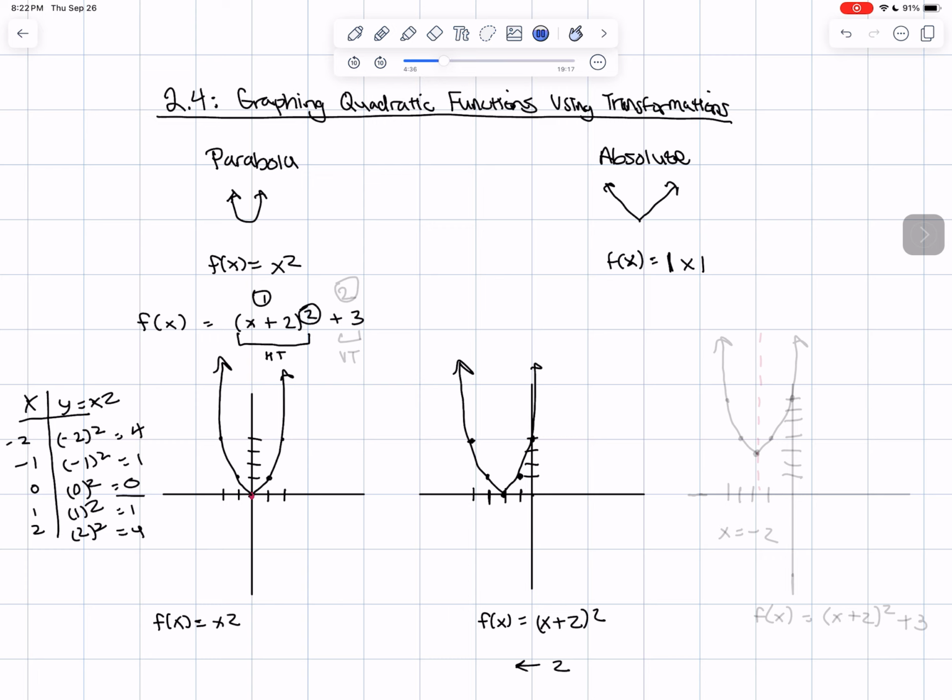Now, let's do the last graph. So the last graph includes my vertical transformation. I keep saying translation. Transformation.